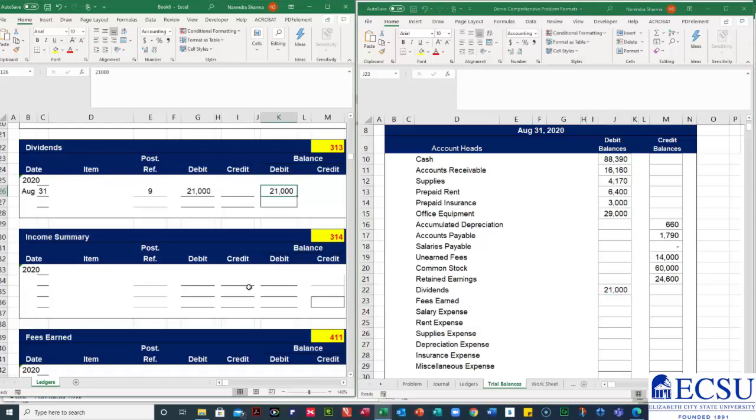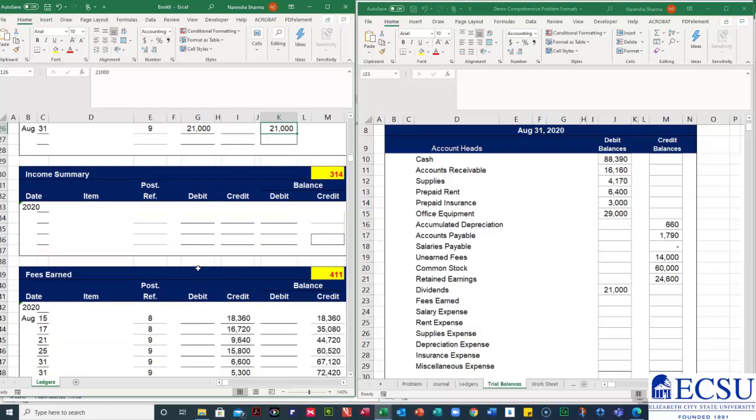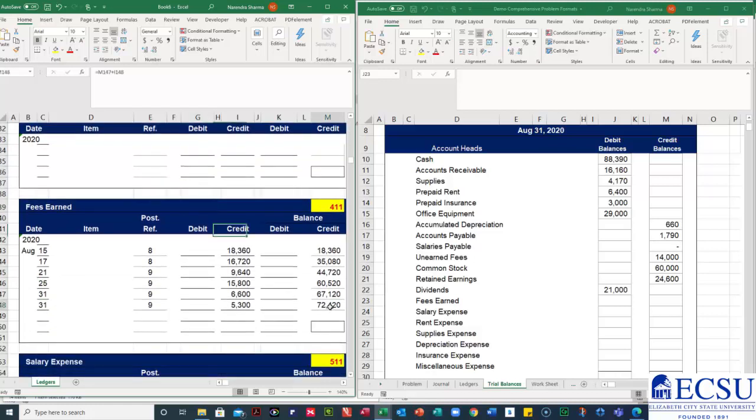And fees earned, income, I don't have income summary here listed. Fees earned, here it is. I don't have income summary listed because income summary is a dumping account. We just use that to close our books, so it's not part of a permanent record. So therefore, we don't put it here.